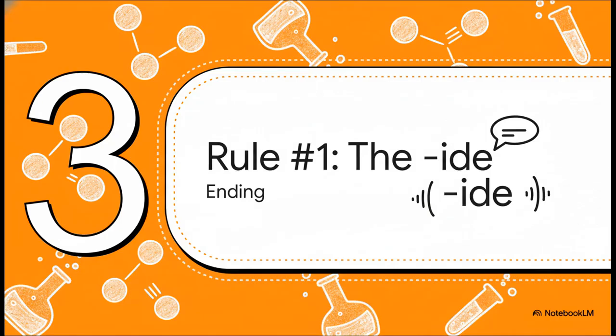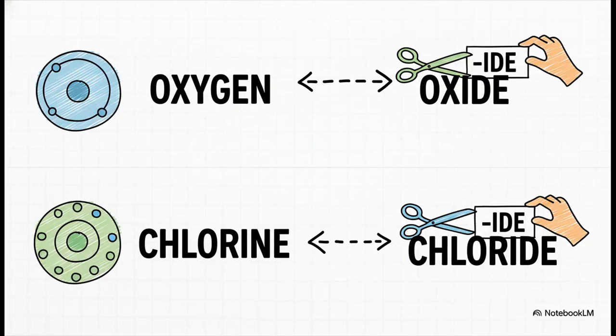All right, so this whole system really just has two main rules. Let's start with the absolute easiest one. It's all about how the name ends. Here's the rule. You take the second element in the formula and you just change its ending to "ide." So oxygen becomes oxide. Simple. Chlorine becomes chloride. You see the pattern? It's that straightforward every time.